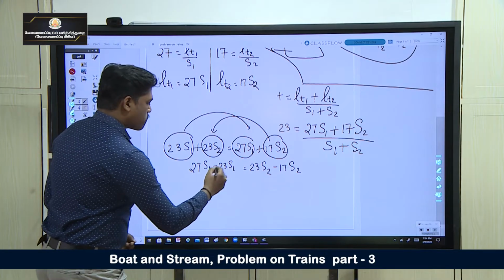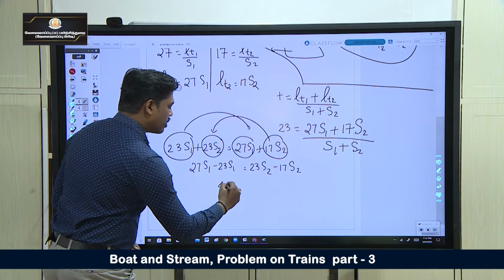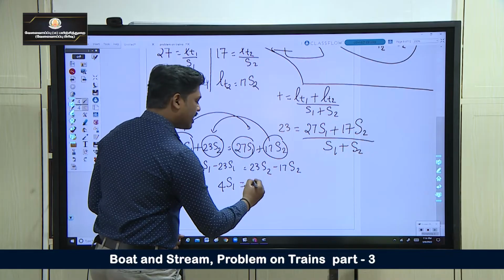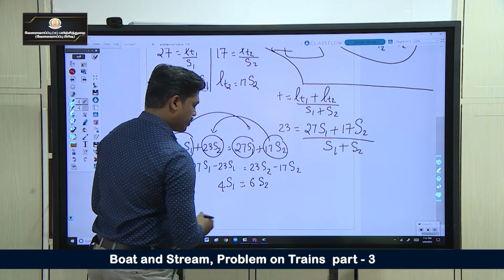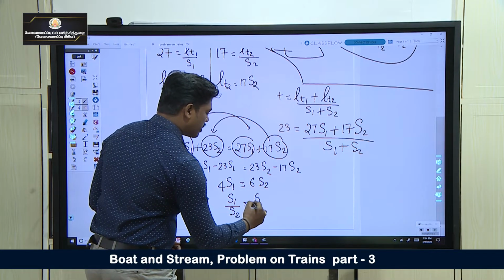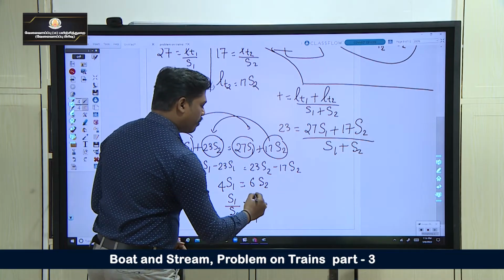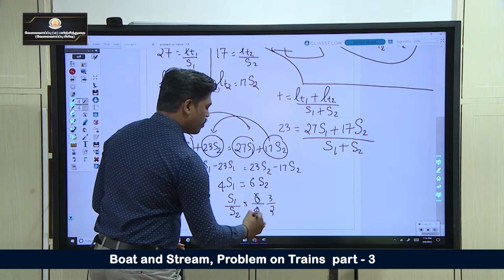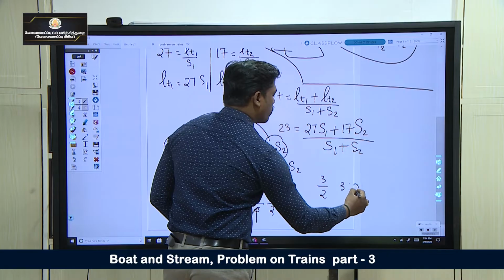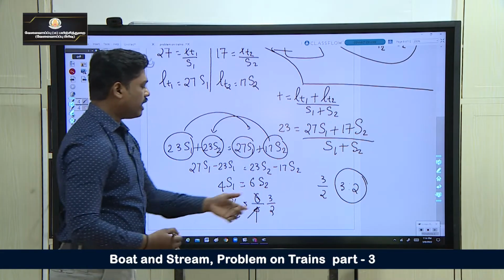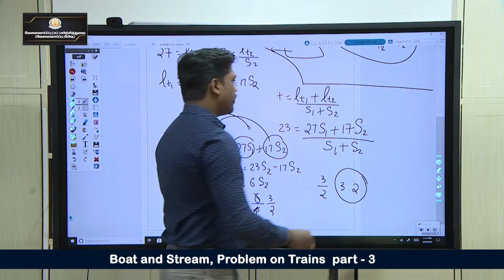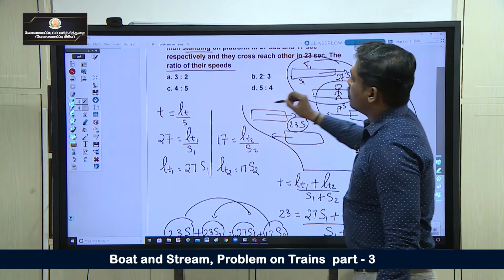27 minus 23 we are getting 4 S1 is equal to 23 minus 17 is 6 S2. So here S1 by S2 is equal to 6 by 4. When you divide, you will be getting 3 by 2. So 3 by 2 means it's nothing but 3:2. Is it clear? So your answer is 3:2.